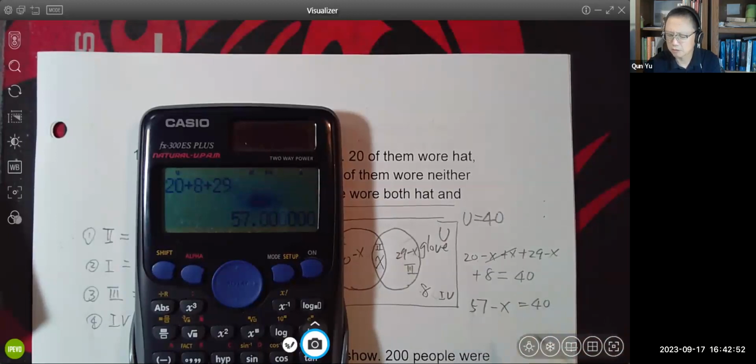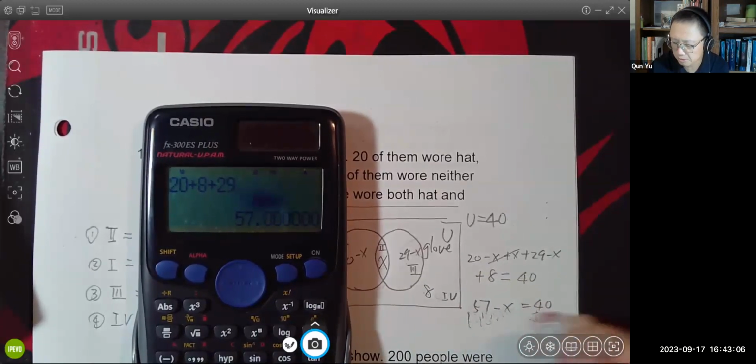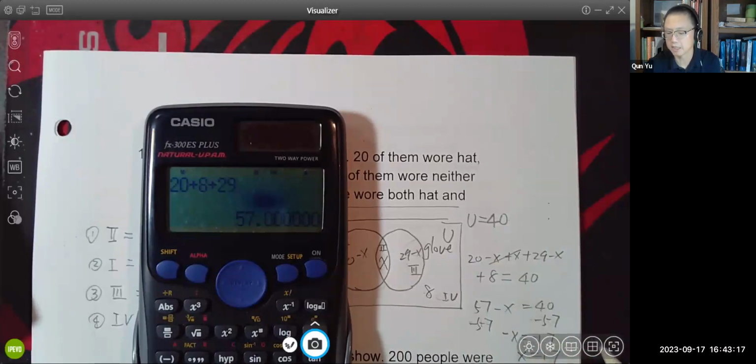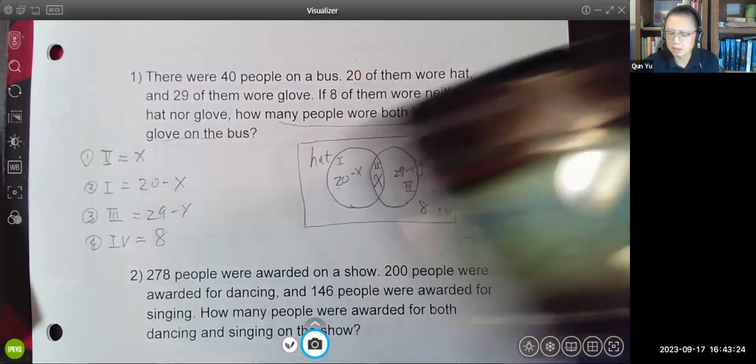Now let's minus 40 on both sides to solve this equation. We get, let's actually, it should subtract 57. We want this x to be on one side by itself. So minus 57, minus 57. Negative x equals negative 17. So x equals 17. If you multiply negative 1 on both sides, or divide by negative 1 on both sides, either way is okay. So we solve it.